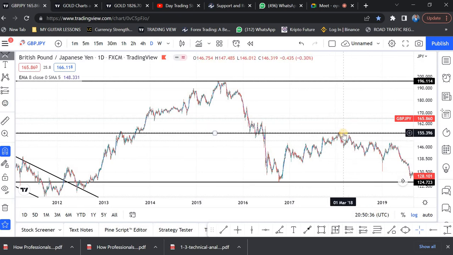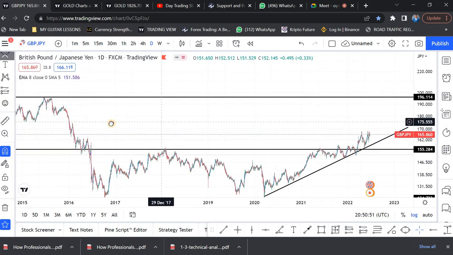So take note of that. It's very important. When price breaks a support line, it will come down and go back again to test that line as a resistance. Okay, so kindly take note of that.